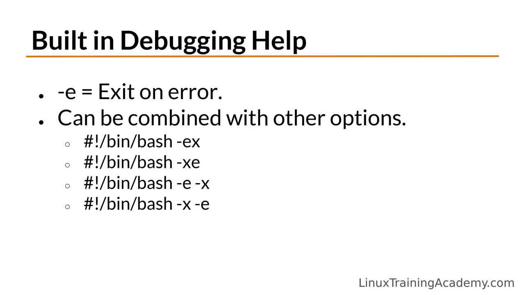Another useful option that can help you in finding errors in your scripts is the -e option. It causes your script to exit immediately if a command exits with a non-zero exit status. Remember that an exit status of 0 indicates the successful completion of a command, and any exit status other than 0 indicates some sort of error. This can really help you pinpoint exactly where the problem is.